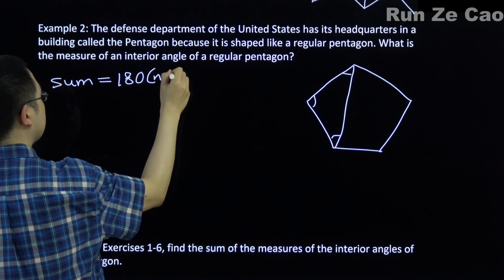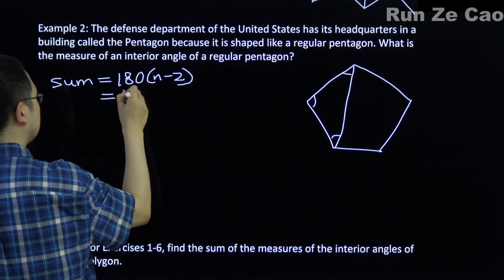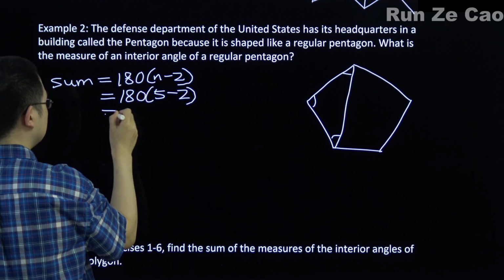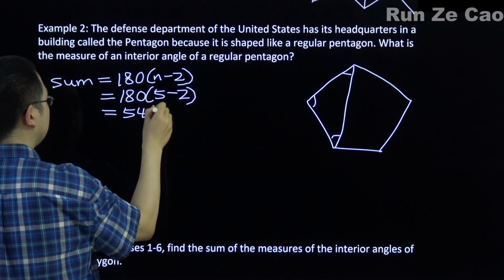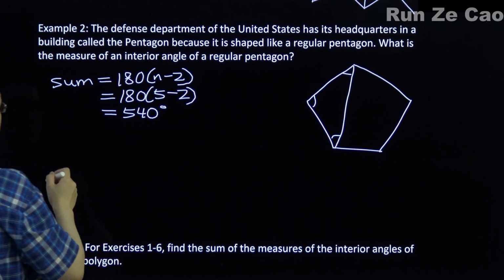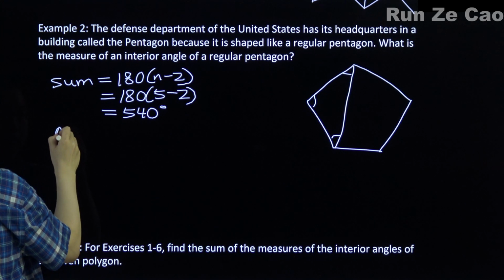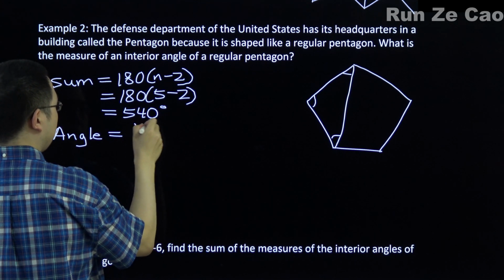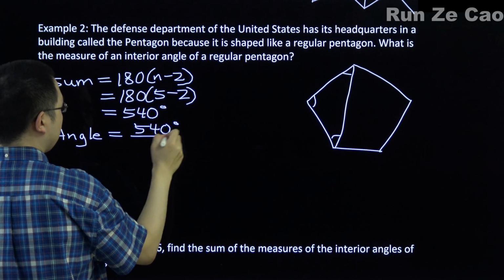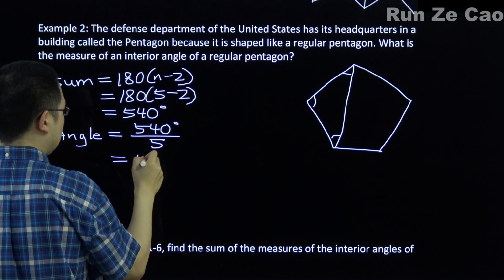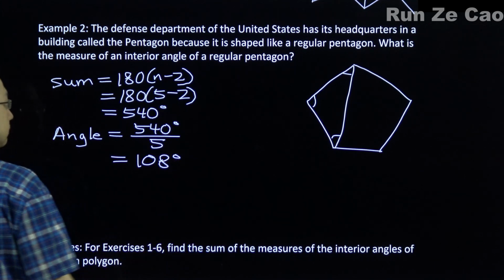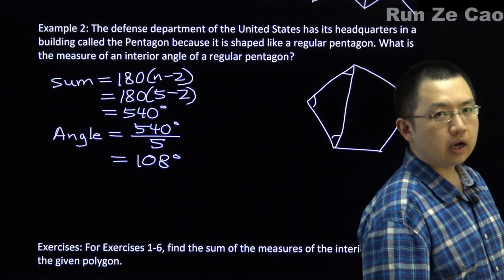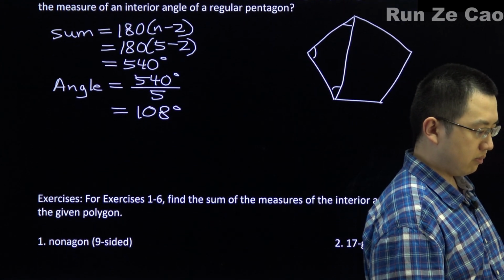180 times n minus 2. So 180 times 5 minus 2, 540 degrees. Angle equals 540 degrees divided by 5. So that's 108 degrees. The measure of an interior angle of a regular pentagon is 108 degrees.